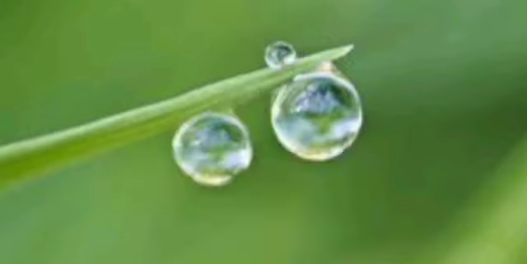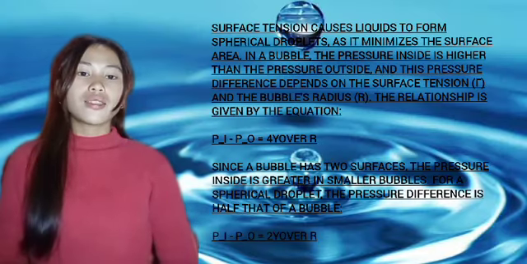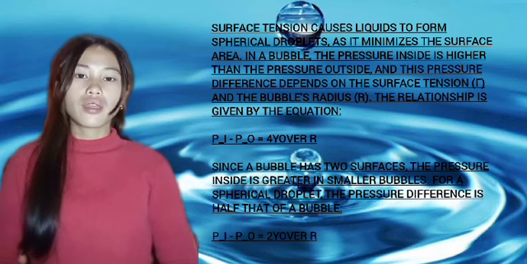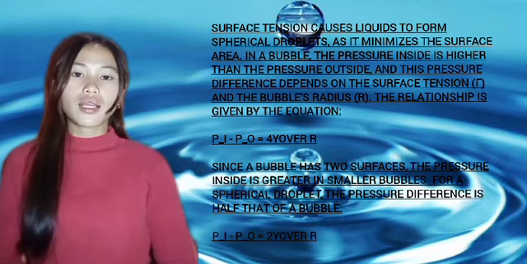The formation of bubbles. Surface tension pulls the water molecules together, causing bubbles to form and adopt a spherical shape. This happens because the liquid surface molecules are attracted to each other, minimizing the surface area and forming a sphere. The bubbles and the liquid droplets: surface tension causes liquids to form spherical droplets as it minimizes the surface area.